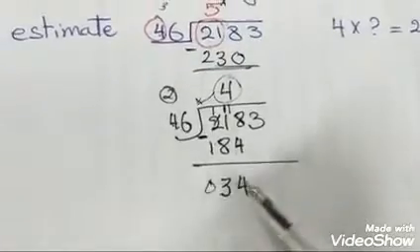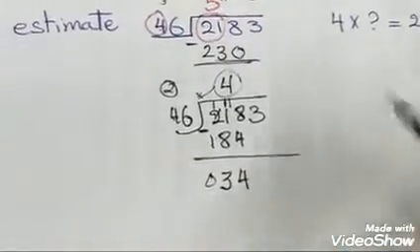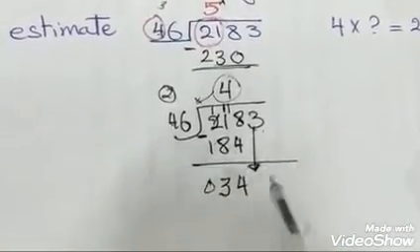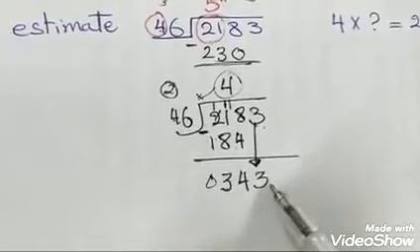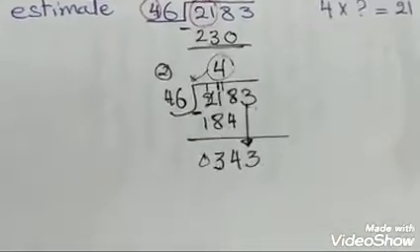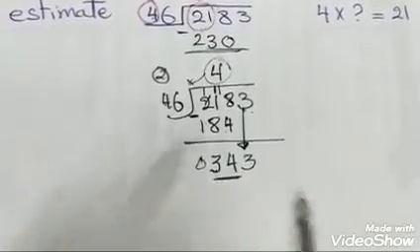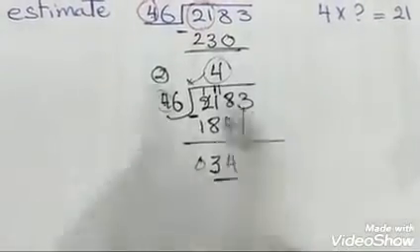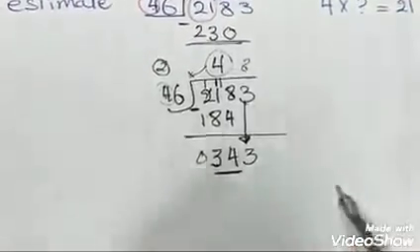Now, 34 is less than 46, so it can't be divided by 46. It will be a fraction. So I will bring the 3 down. Put it here. So I will have 343. It's already greater than 46. I will repeat the steps. I will get the 34. Divided by 4. 34 divided by 4, I have 8. So I can put the 8.